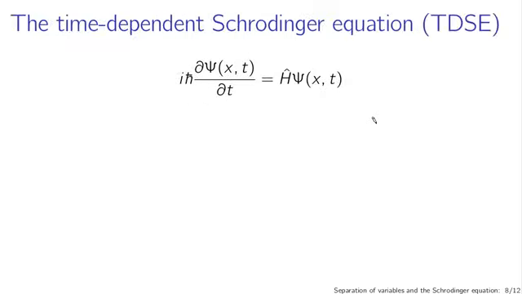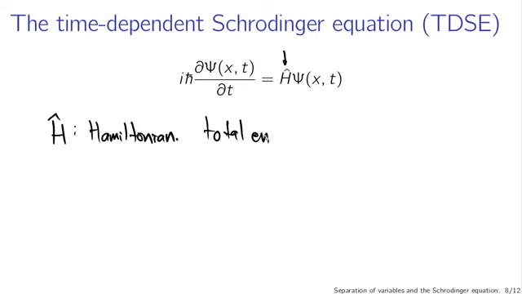Since this is a quantum mechanics course, let's move on to the time-dependent Schrodinger equation. This is the full Schrodinger equation in all of its glory, except I've just written it in terms of the Hamiltonian operator now. H hat is the Hamiltonian. The Hamiltonian is related to the total energy of the system. Meaning it's kinetic energy plus potential.